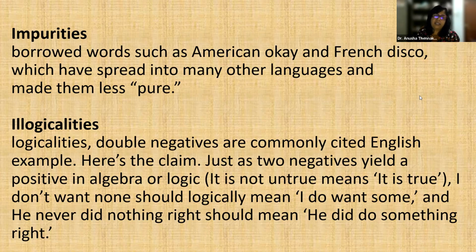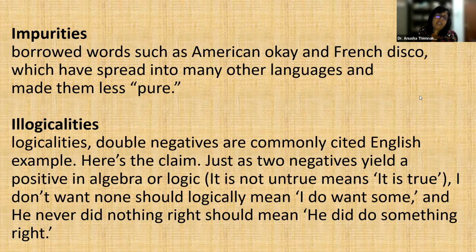So like that, there are words from different languages in one language. So language is not pure anymore. Okay, that is impurities. And then illogicalities. You know what logical means? Illogical means the opposite of logical. Double negatives are a commonly cited English example. We use double negatives. Here is the claim: just as two negatives yield a positive in algebra, which refers to mathematics, a double negative is a positive.